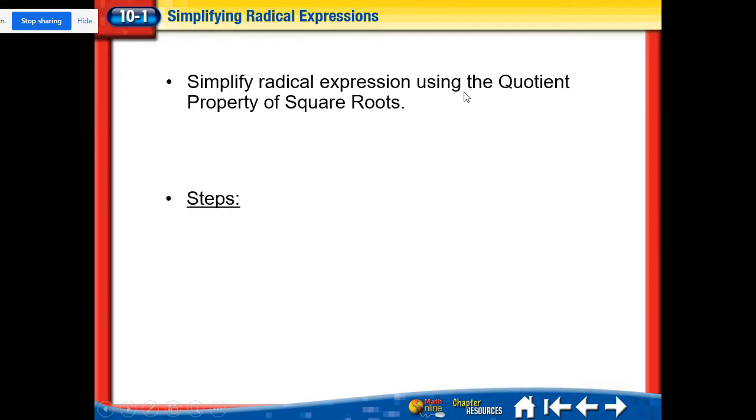All right, so today we're going to be talking about how to divide radicals. So we're going to simplify radicals using the quotient property of square roots. That's how we're going to divide the radicals. And the steps that we're going to do is first we're going to birthday cake the denominator.